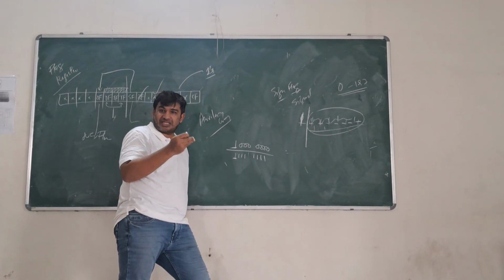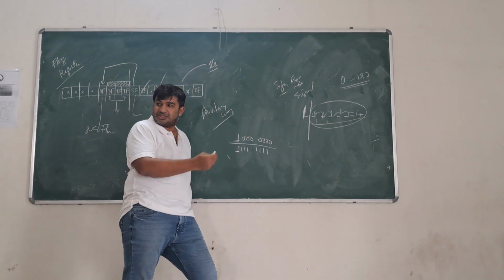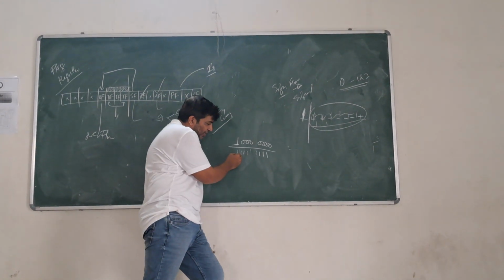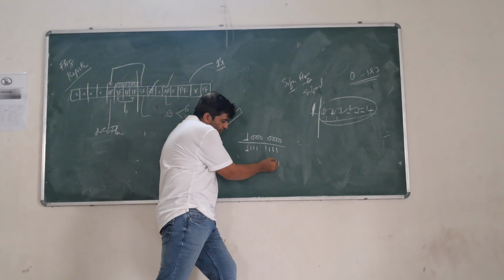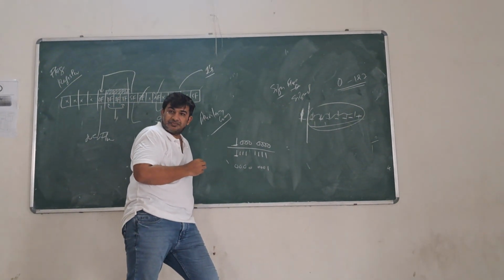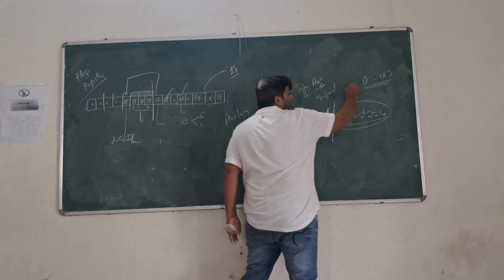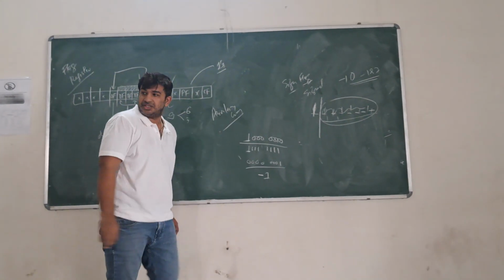Yes? What is this? To get that, you need to convert this number into 2's complement. If you find out the 2's complement of this, it is 1, 0, 0, 0, 0, 0, 0, 0. Yes? This is 1. So this is actually minus 1.